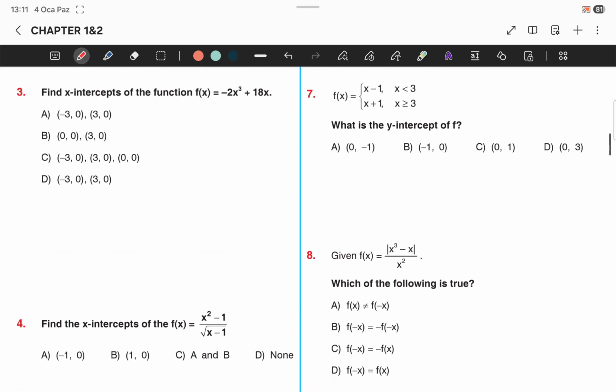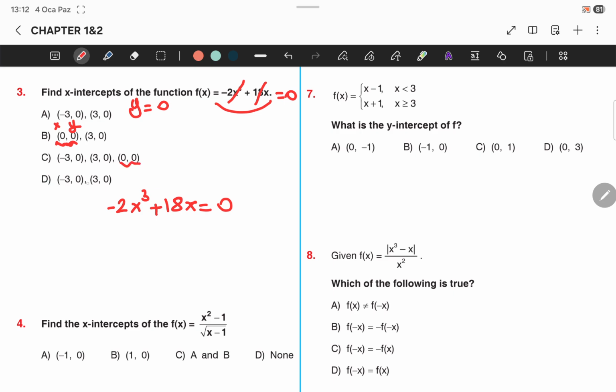Question 3. Which of the following is an x-intercept? For the x-intercept, y must be equal to 0, which means negative 2x to the power of 3 plus 18x equal to 0. Guys, in my opinion, I have to use substitution. For example, let me start from B. When x is 0, you must get y as 0. Let me replace 0. What do I get? 0, isn't it? So it means that (0, 0) is one of the intercepts.